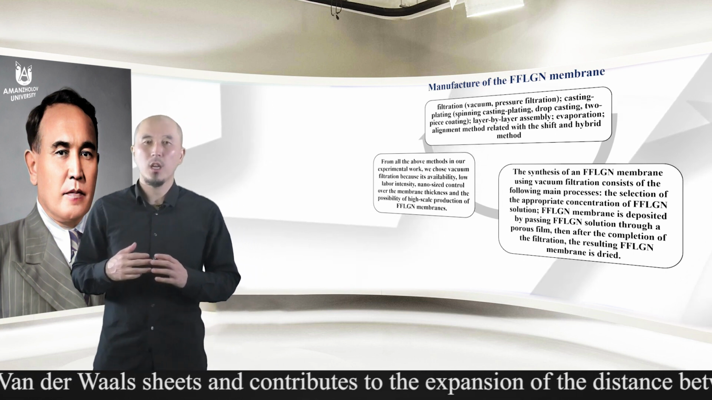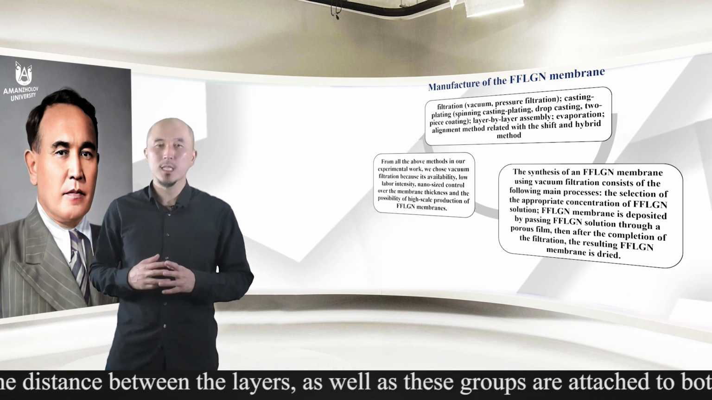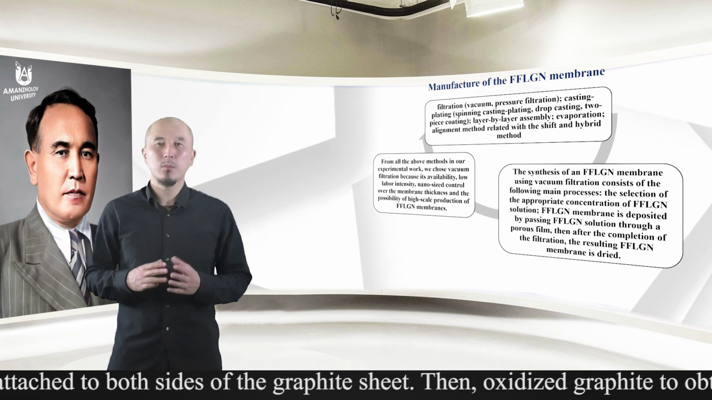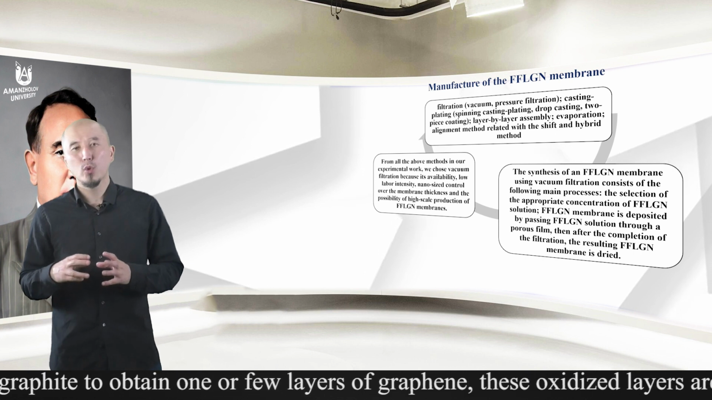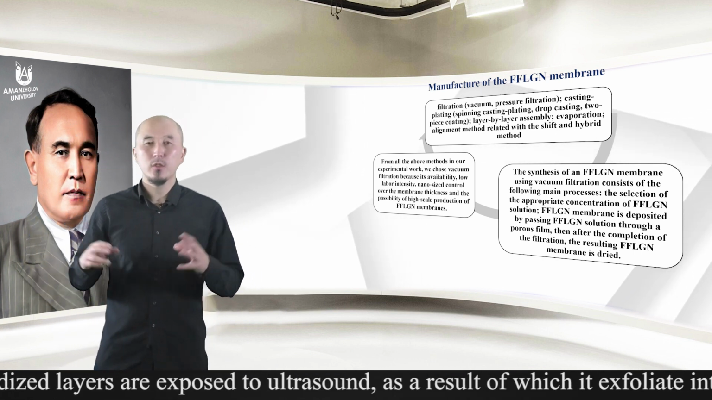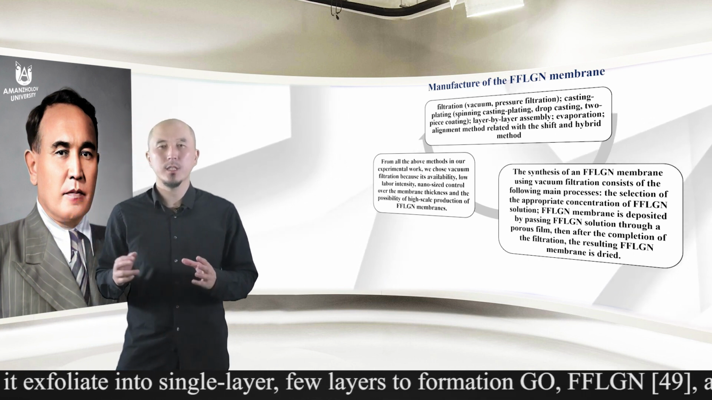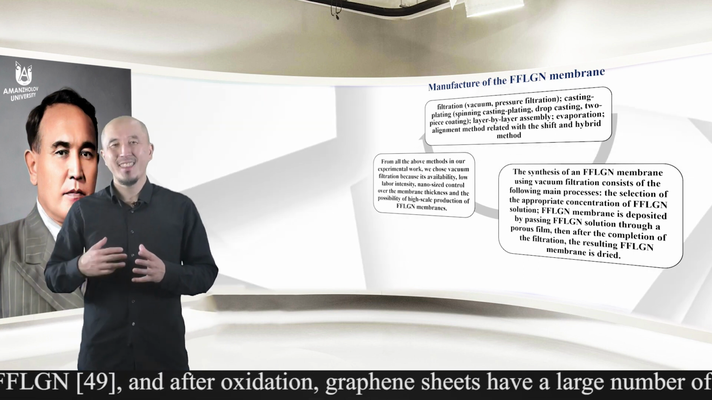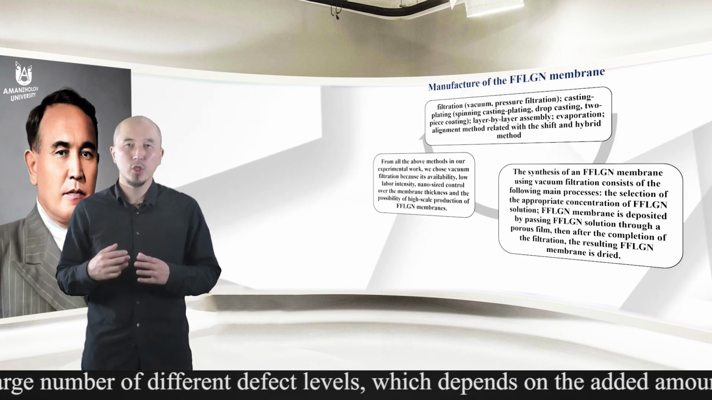The implementation of oxygen-containing functional groups between the van der Waals sheets contributes to the expansion of the distance between the layers, and these groups are attached to both sides of the graphite sheet. When oxidizing graphite to obtain one or a few layers of graphene, these oxidized layers are exposed to ultrasound, as a result of which it exfoliates into single layers or a few layers, forming GWO FFLGN.